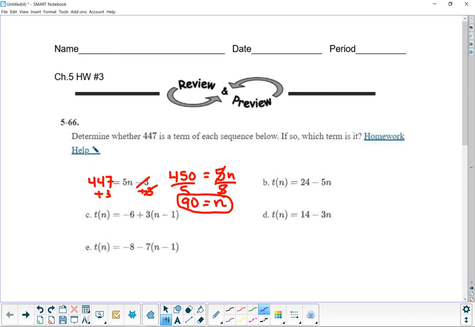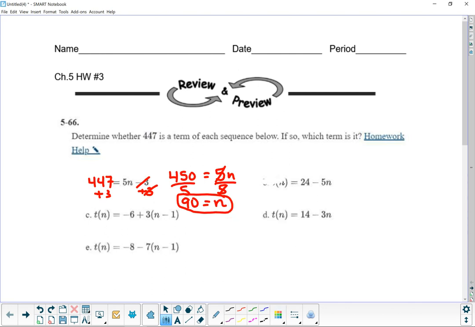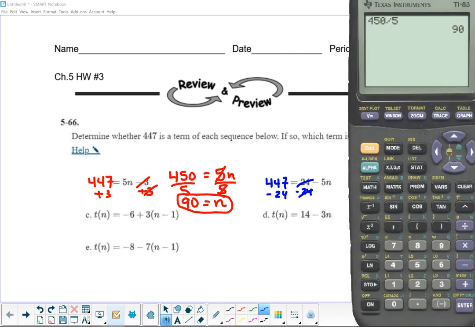We'll do B. On B, I'm going to put 447 into the t of n. I'll use blue in this one. 447, then I'm going to work it out. In this case, I'm going to minus 24. Minus 24, and if you need a calculator, use it. So 447 minus 24 makes 423.